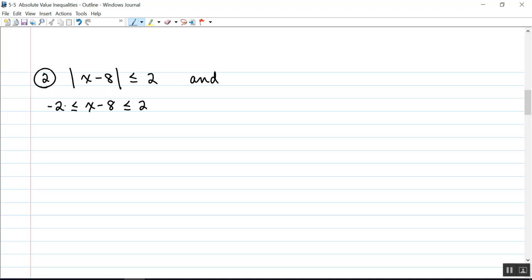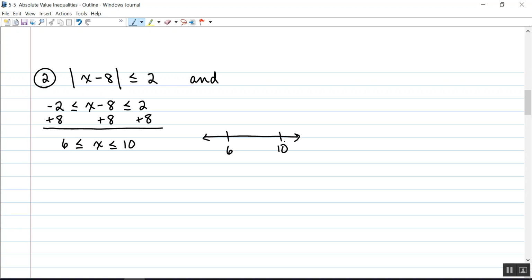Now let's solve. I'm going to add 8 to each part so that I can get an x in the middle all by itself. That's going to give me 6 is less than or equal to x, which is less than or equal to 10. And actually, let's take a look at that, see if that makes sense. So 6 is less than x, which is less than 10. If I were to ignore this x in the middle, 6 ultimately is less than 10. So that makes sense. To graph that, I'll have a 6 and a 10. Closed dots over each of those and a line in between.